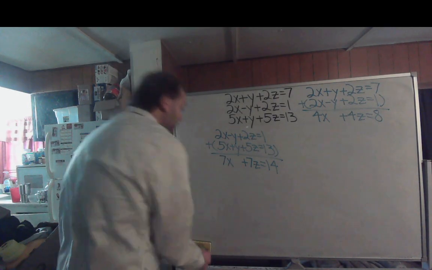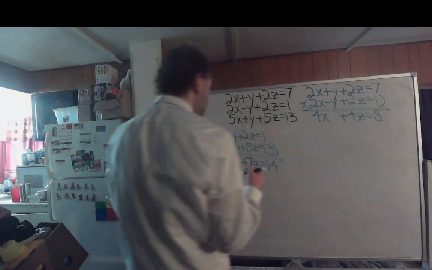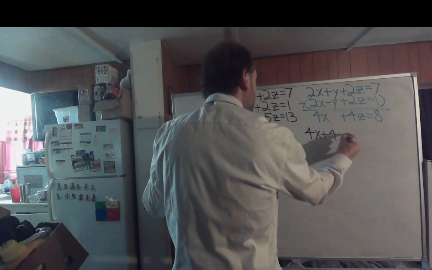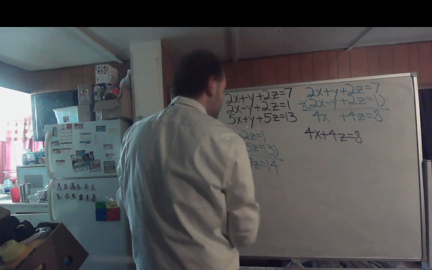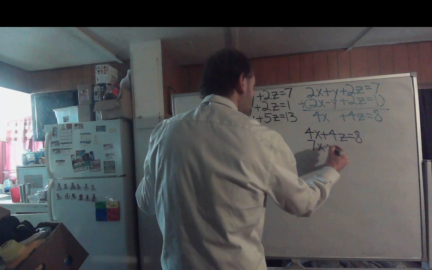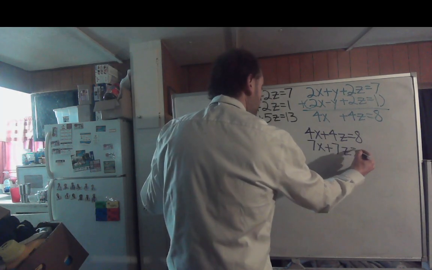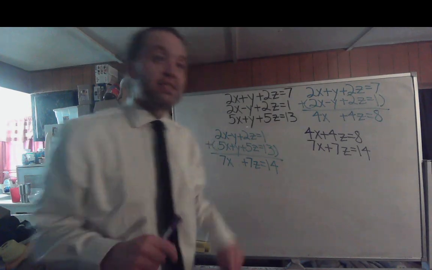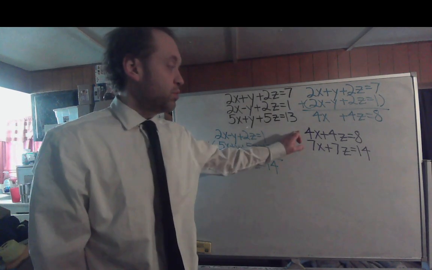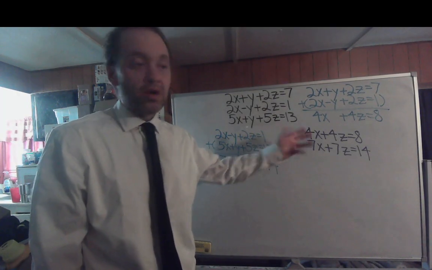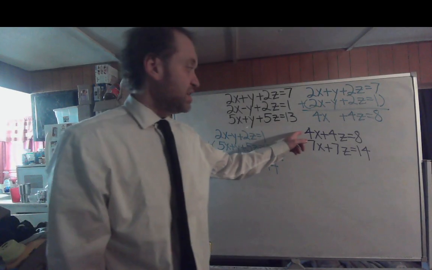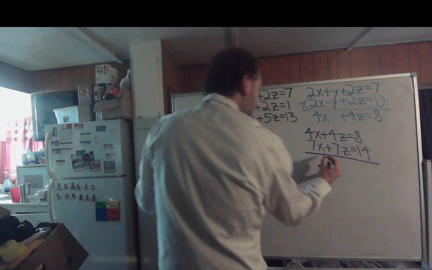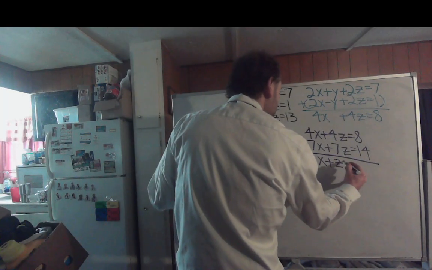Alright, so we'll go ahead and add 4x plus 4z equals 8, and then we have 7x plus 7z equals 14. Well, there is a way to make this a lot easier. Instead of having to multiply one equation by 4 and one by 7, notice everything in the first equation has a common factor of 4, right? So you can divide everything by 4, which would give you x plus z equals 2.